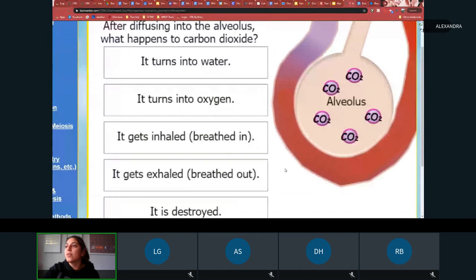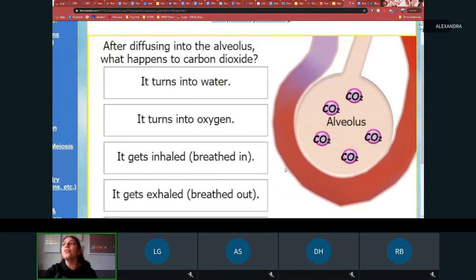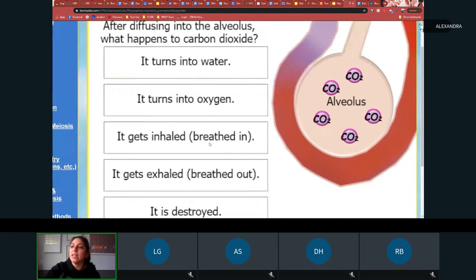Okay, let's try this next one. After diffusing into the alveolus, what happens to carbon dioxide? So after it's already left our bloodstream and now it's in these air sacs, does it turn into water? It turns into oxygen. It gets inhaled. We breathe it in. It exhales. It breathes out, or it's destroyed. So then what do we do?